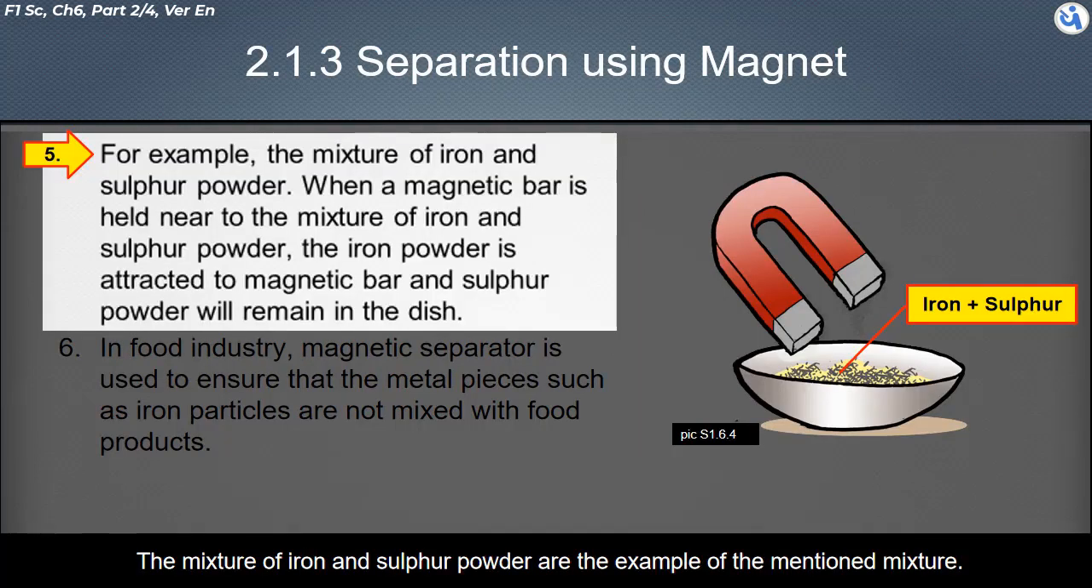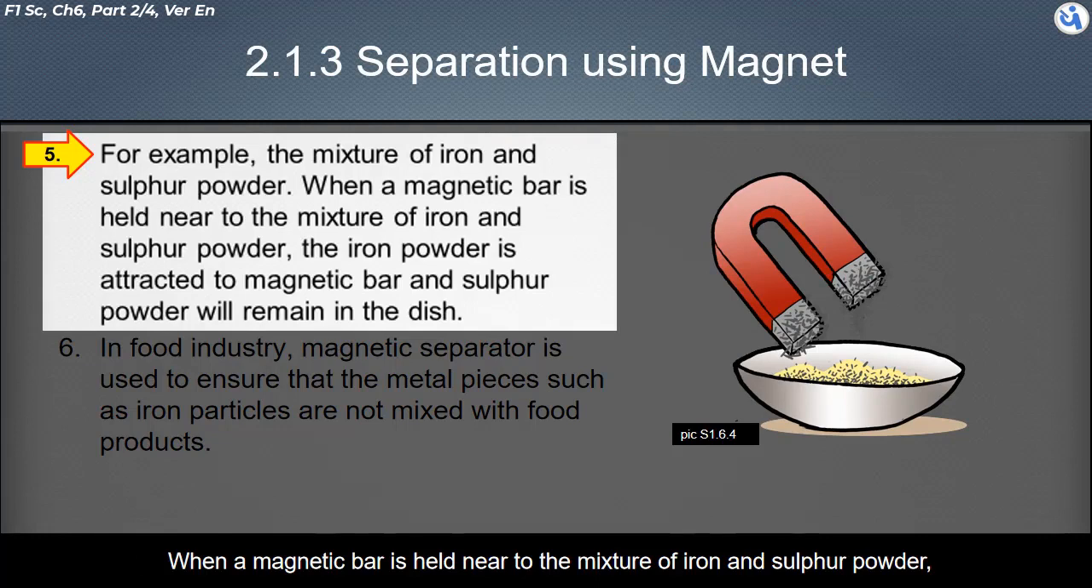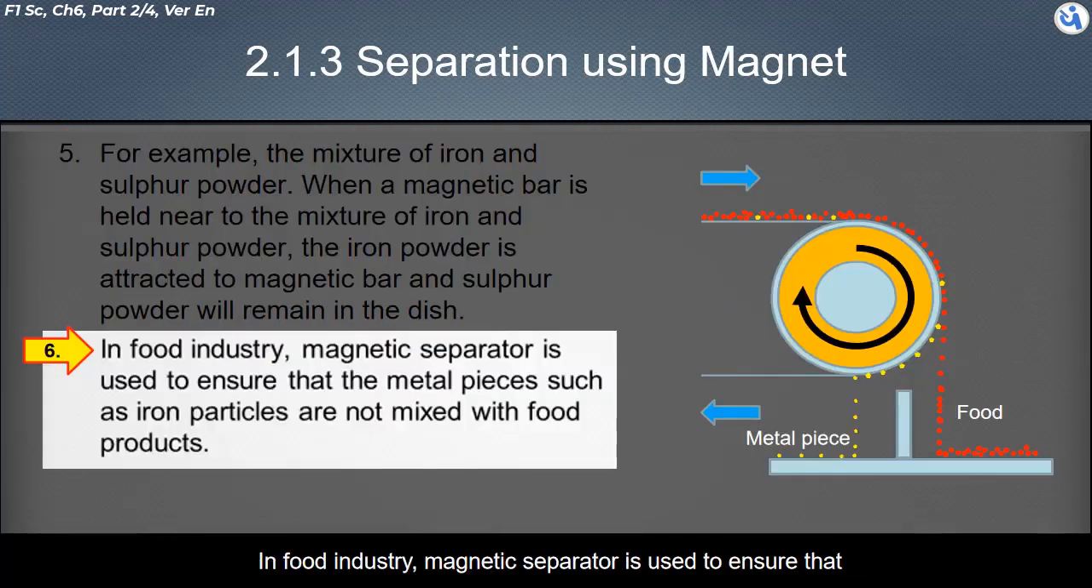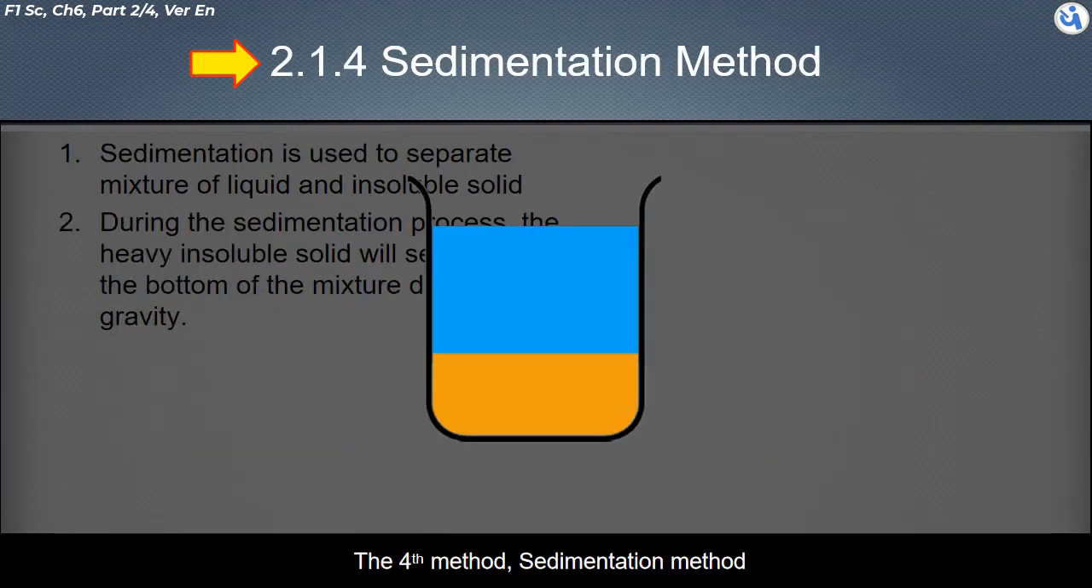The mixture of iron and sulfur powder is an example of the mentioned mixture. When a magnetic bar is held near the mixture of iron and sulfur powder, the iron powder is attracted to the magnetic bar, and the sulfur powder will remain in the dish. In the food industry, a magnetic separator is used to ensure that metal pieces, such as iron particles, are not mixed with food products. The fourth method, sedimentation method.